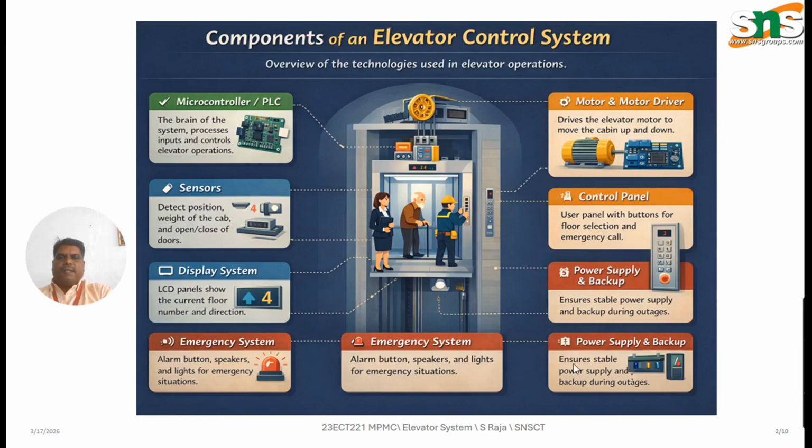So the power supply and backup are very useful to provide proper power for the elevator to move from one stage to another. Next, if there is any emergency, suppose the lift is not working properly or a fire condition occurs, then the emergency systems are used. The various emergency systems used in this elevator control system are the alarm button, speakers, and lights for emergency situations.